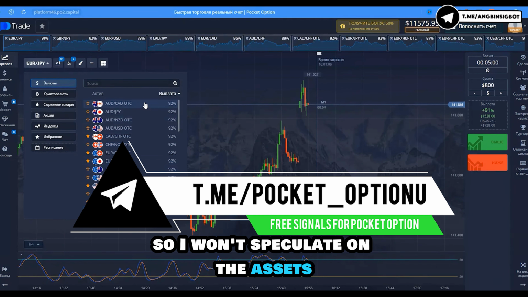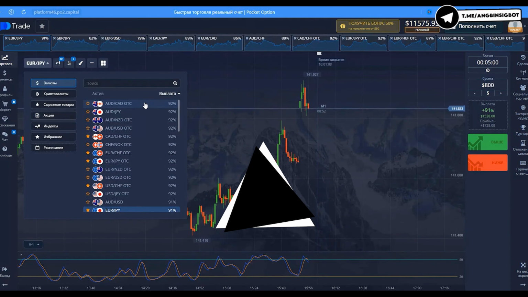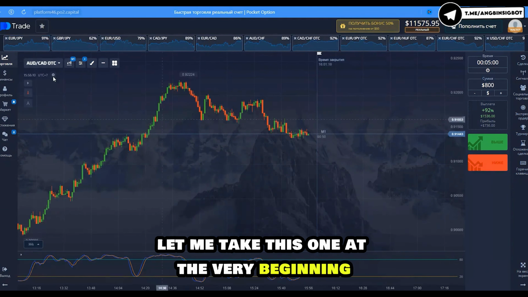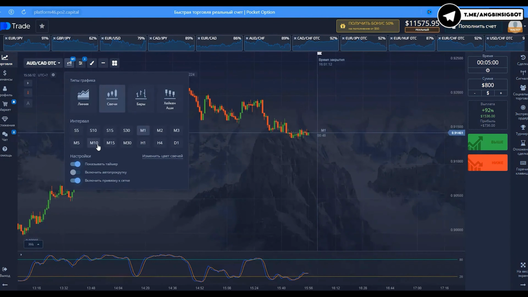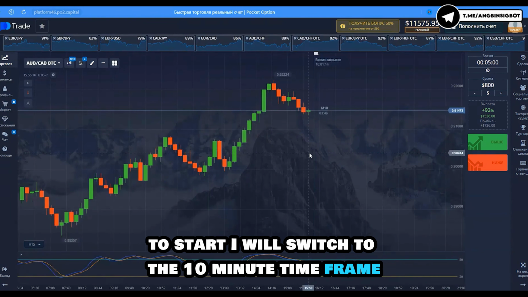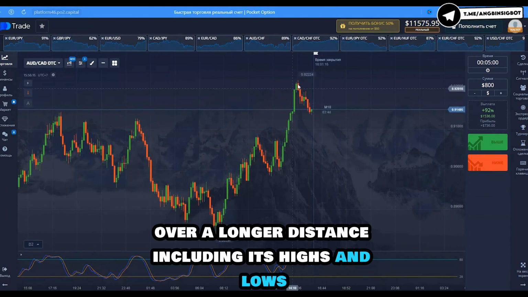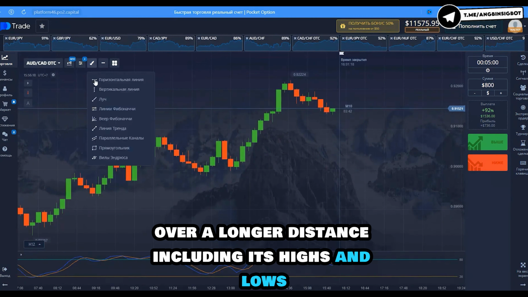So, I won't speculate on the assets. Let me take this one at the very beginning, outcut OTS. To start, I will switch to the 10-minute time frame to see how the price has behaved over a longer distance, including its highs and lows.